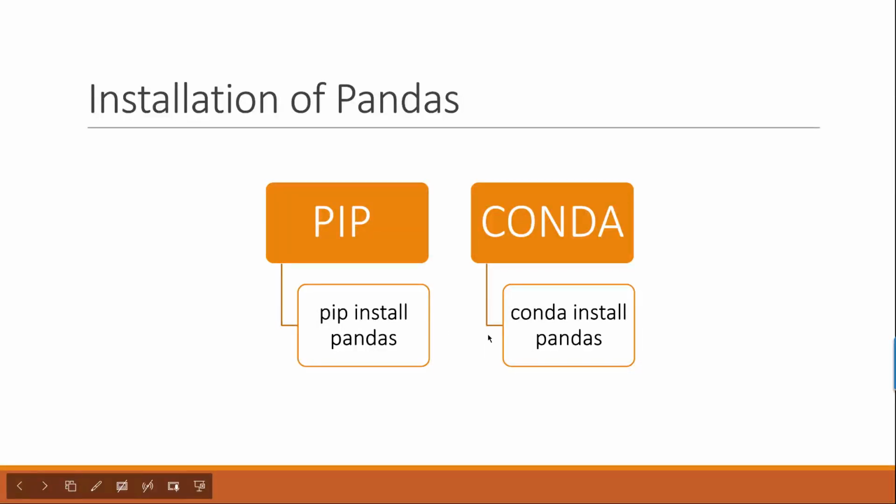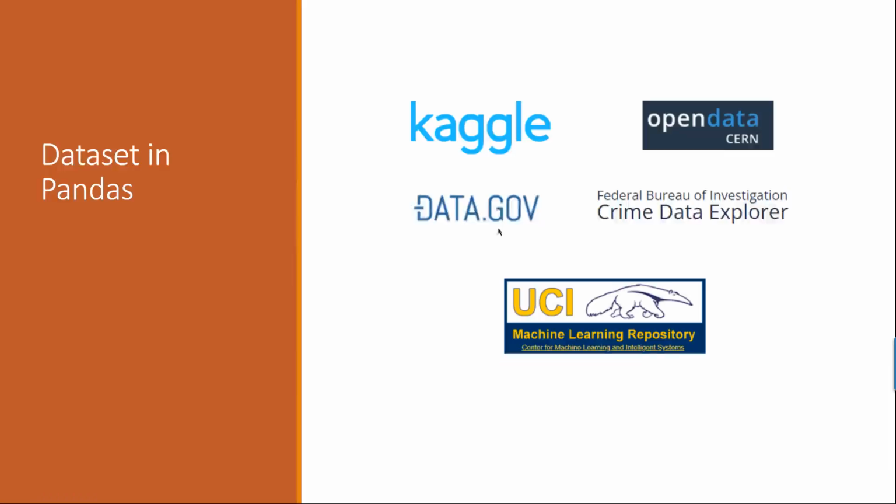So with this we have learned the installation of pandas with pip and conda package managers. Next is datasets in pandas. Datasets are the observations that have been recorded in the past in order to predict the future. There are a couple of websites that offer free datasets, like Kaggle, Open Data CERN, Crime Data Explorer, and data.gov. I would highly recommend the Kaggle website. Here you can find lots of free data.